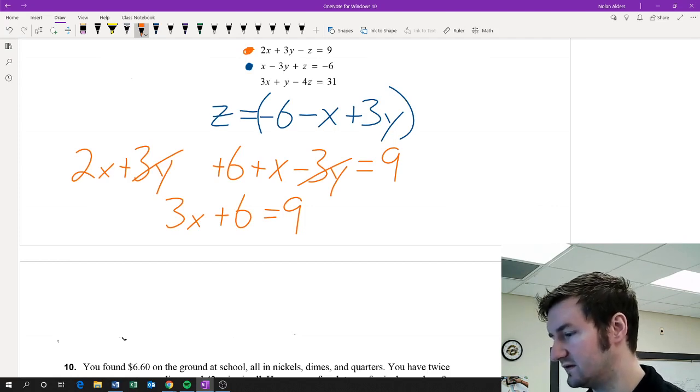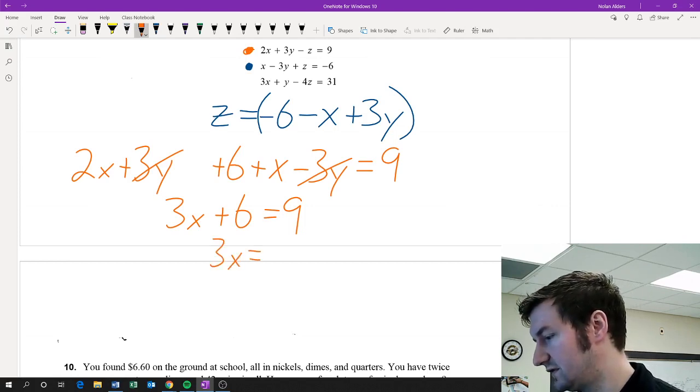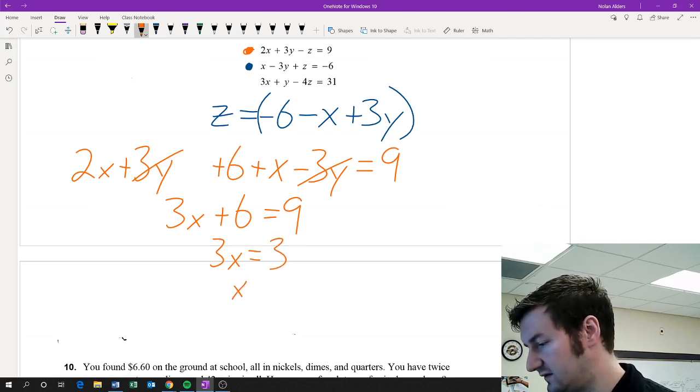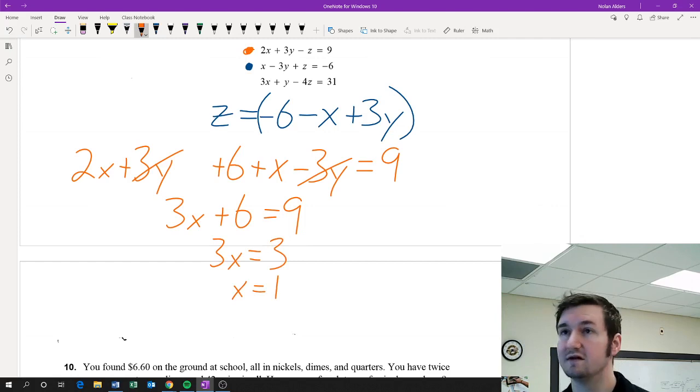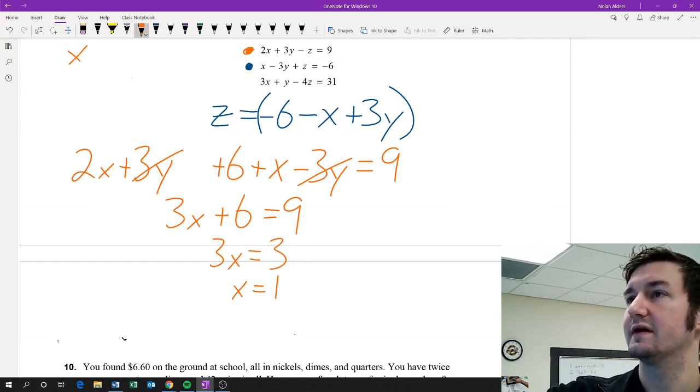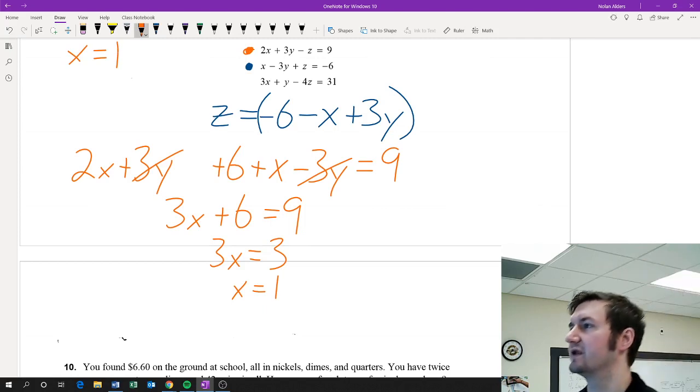Let's subtract the 6, so we'll have 3x equals 3. Divide by 3, and we see, oh, x equals 1. So we have solved for one of our unknowns. So we'll just write this up in the top right corner, x equals 1.